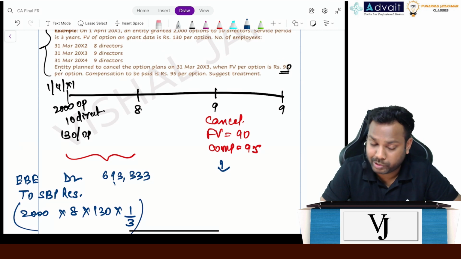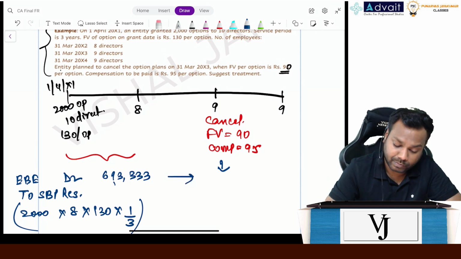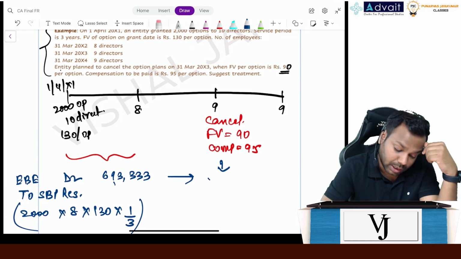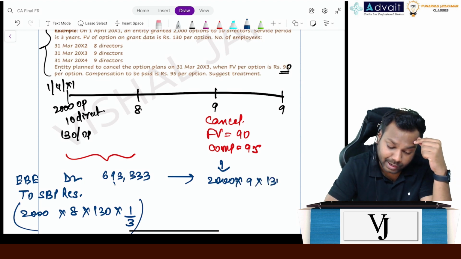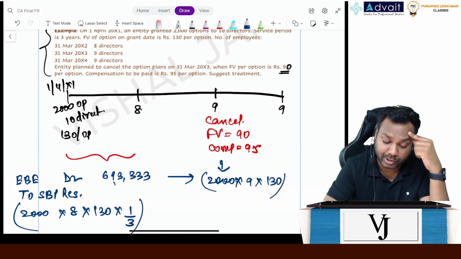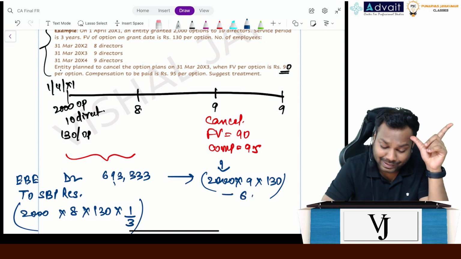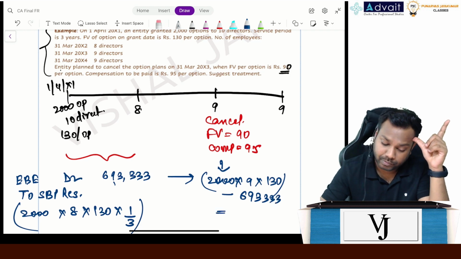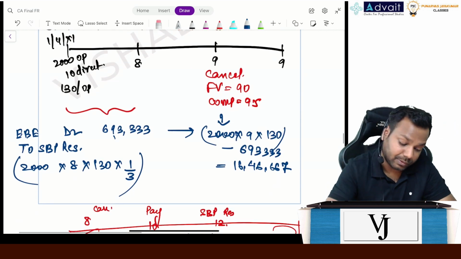I am cancelling the ESOPs. So what is the expense to be booked? Tell me. 2000 multiplied by 9 directors multiplied by 130 per option, which is the fair value, right? Total amount I have booked as an expense minus 693,333 I have already booked. So I'll remove it. So what is the amount? 16 lakh 46,667. Okay, fine. Now further.